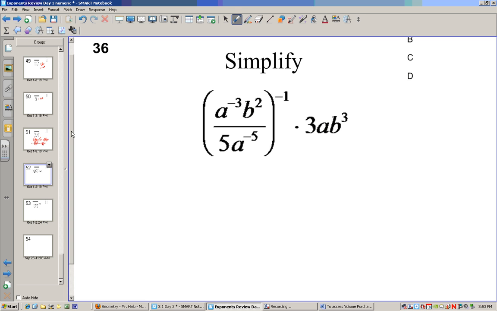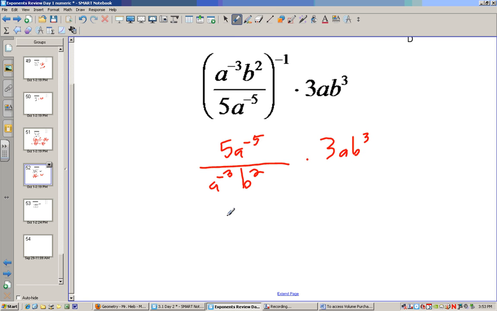All right, now I'll start with this mess. That negative 1 is going to flip everything around, so I have 5a to the negative 5th over a to the negative third b squared times 3ab to the third. Now what I'd do is I'd flip my a's around. So I'd have 5a to the third over a to the 5th b squared times 3ab cubed.